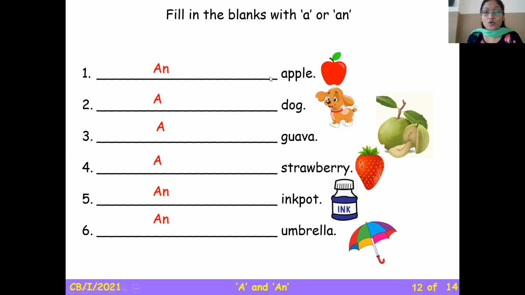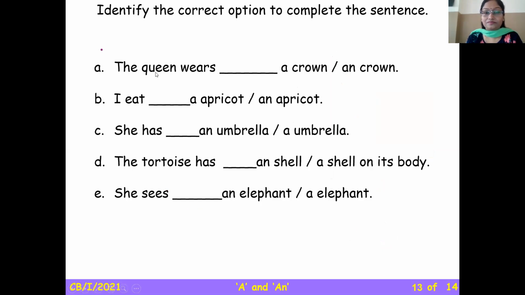Very good, children. How have we done the fill in the blanks? We have seen the first letter of the word. If it's making a consonant sound, we are adding a. And if it's making a vowel sound, we are using an. Let's go to the next exercise. Identify the correct option to complete the sentence.